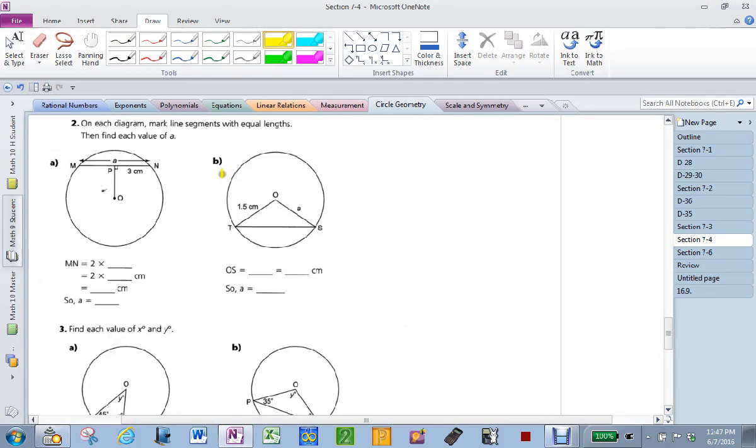No, just 2A and B. That's all I want to talk about right now. May I speak to 2A and B? Okay. Mark the line segments that have equal lengths. Where are the line segments that are going to be equal on A?